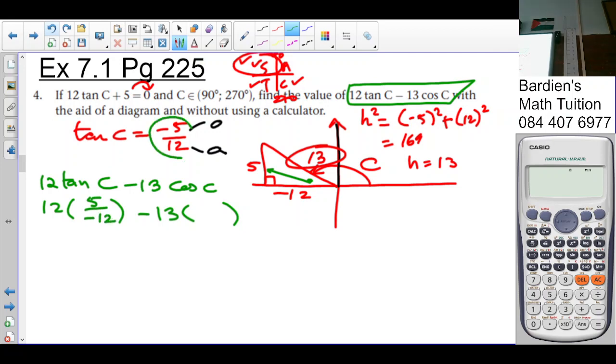I could have taken it from here as well, no? Doesn't matter. Cos. What does cos stand for? Adjacent over hypotenuse. So it's negative 12 over 13. Okay. So what happens now? Cancel. So it's negative 5. Negative times negative is positive. And negative 5 plus 12 is 7. Okay. Any confusion here? No.